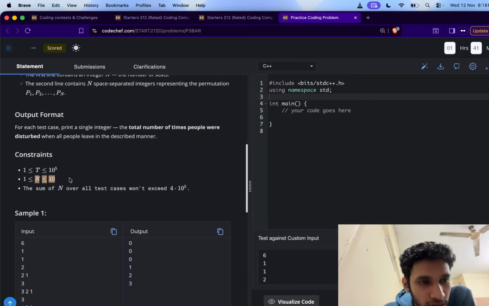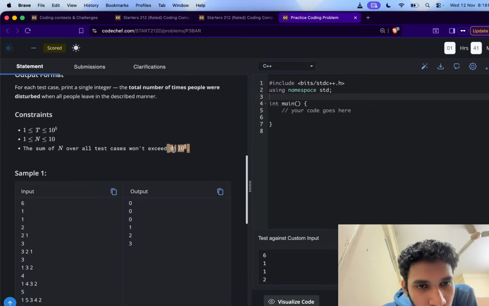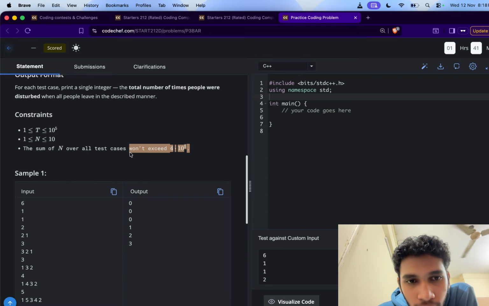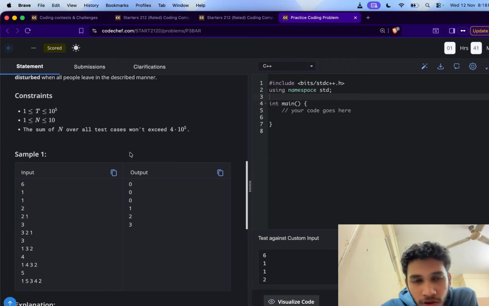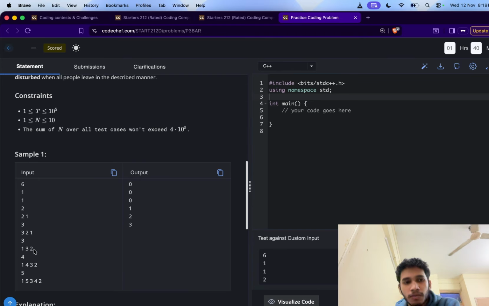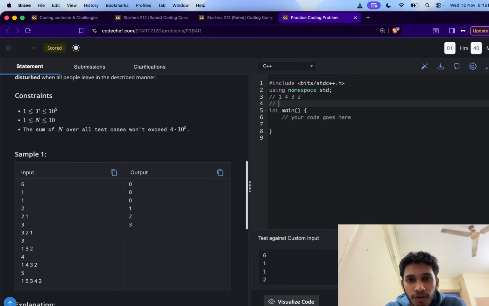Constraint n is small enough, and the sum of n over t is also small enough. Not small enough, but it is alright for n and n log n. So what is the brute force approach? Just simulate the process. Let's understand it for the second last test case, 1432.